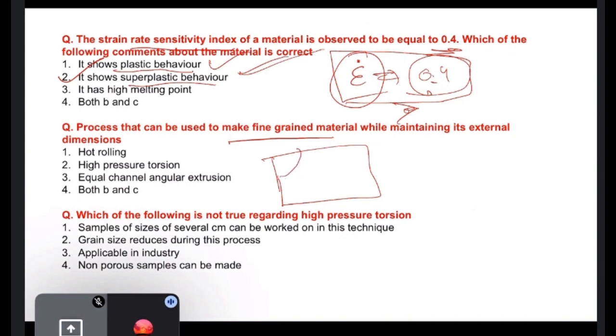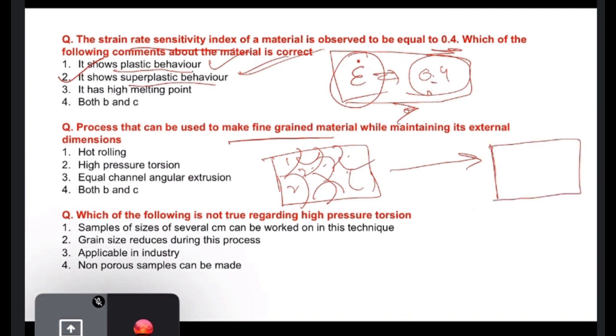We have a bulk material, right, and we have a lot of nano grains, multiple grains, one, two, three, multiple grains, and you have reduced its size. Now you have grains of this size, very small, small, small. Dimensions are same, but the grain size has reduced. Which option will help me to achieve this sample?